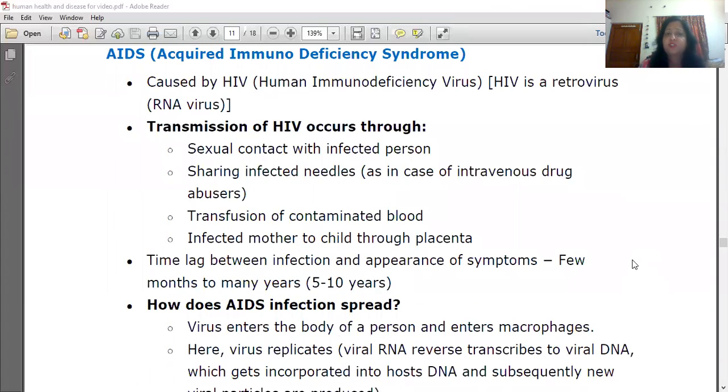Now how does transmission of the HIV virus occur? This transmission of HIV virus occurs through sexual contact with the infected person, second, sharing infected needles, third, transfusion of contaminated blood, fourth, from infected mother to child through the placenta. So these are the various ways how transmission of HIV occurs. Now, the time lag between the infection and the appearance of symptoms is a few months to many years, like it may be 5 to 10 years.